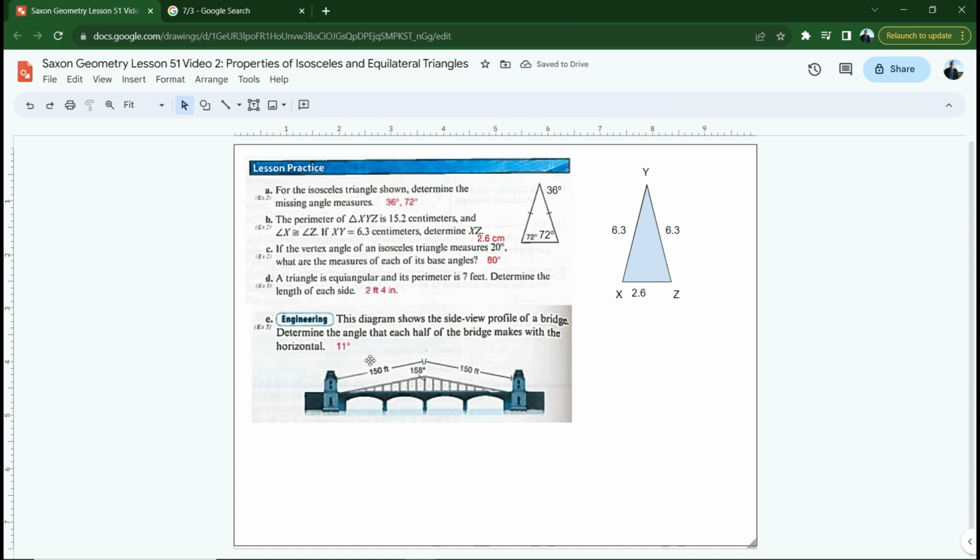That's how you work isosceles triangle problems. Did you feel like that was easy? I felt like this was easy and like you're not really going to struggle with this.